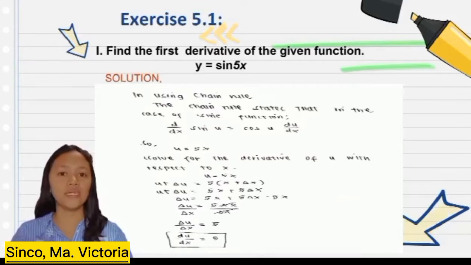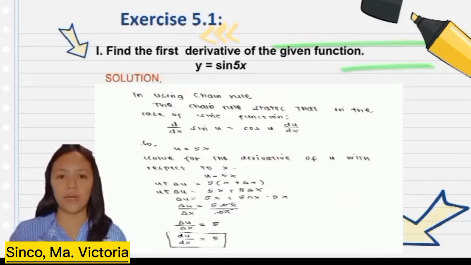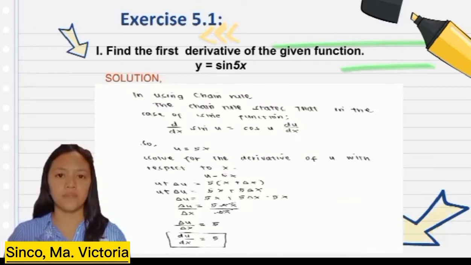Solution. Using the chain rule, the chain rule states that in the case of the sine function, the derivative of sine u is equal to cos u times the derivative of u with respect to x. So the inside function is 5x, or u is equal to 5x. Now let's solve for the derivative of u with respect to x.